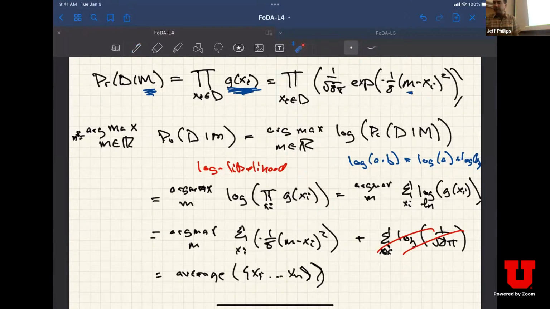And then remember, my goal was to find the model which maximized this likelihood function, right? The model which maximized the probability of seeing the data given this way of parameterizing the model by m. Okay, right, and this expression was up here.